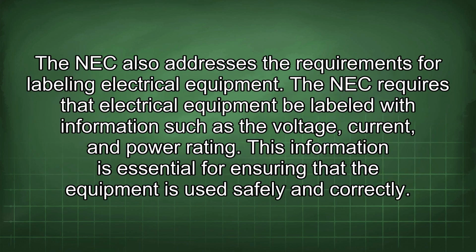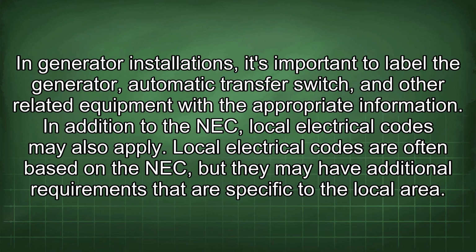The NEC also addresses the requirements for labeling electrical equipment. The NEC requires that electrical equipment be labeled with information such as the voltage, current, and power rating. This information is essential for ensuring that the equipment is used safely and correctly. In generator installations, it's important to label the generator, automatic transfer switch, and other related equipment with the appropriate information.